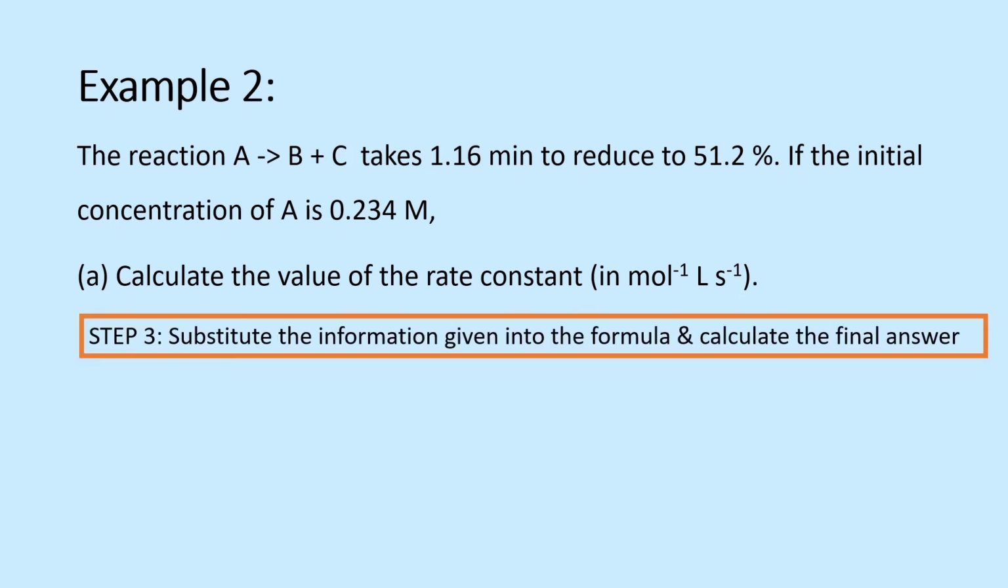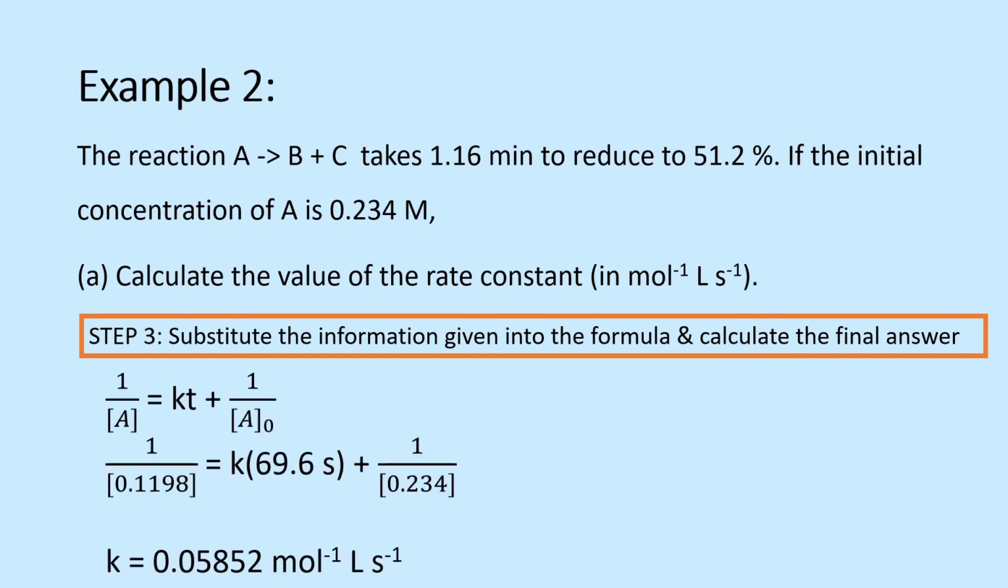Step number 3 is to substitute all the information given in step number 1 into the formula in step number 2 to get the final answer. So for this, the rate constant that we get is 0.05852 per mole liter per second.